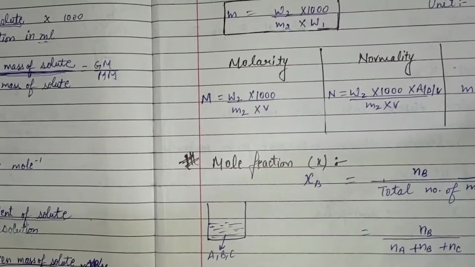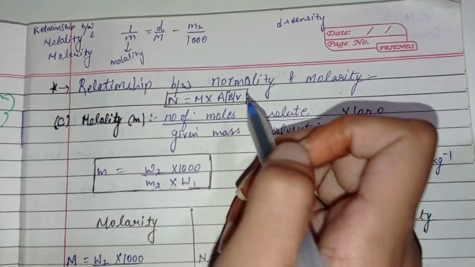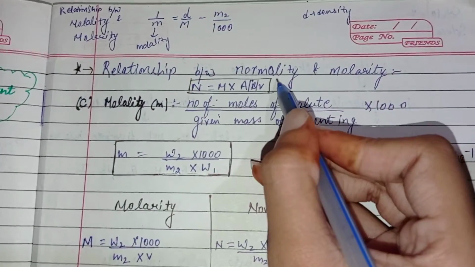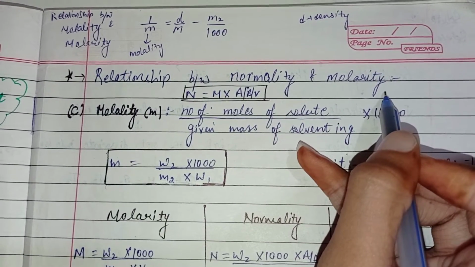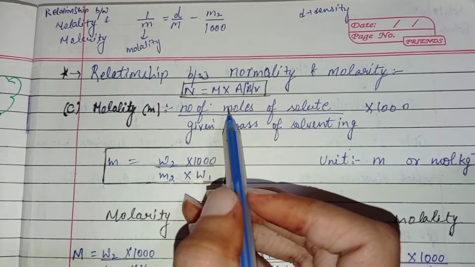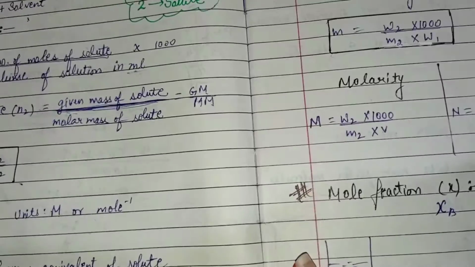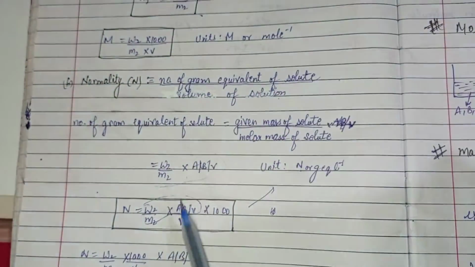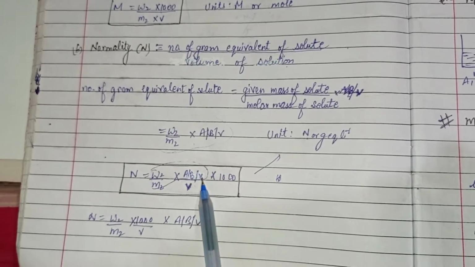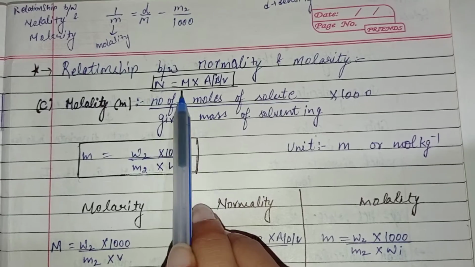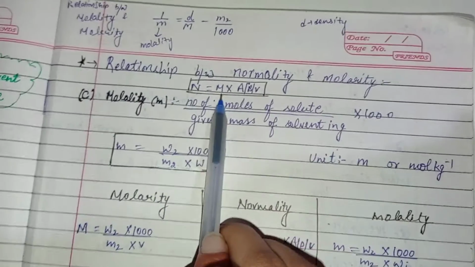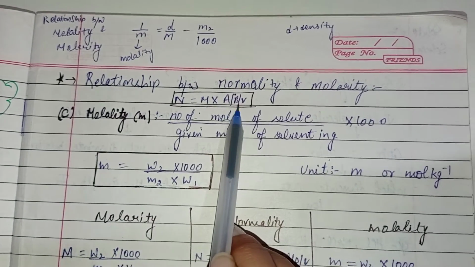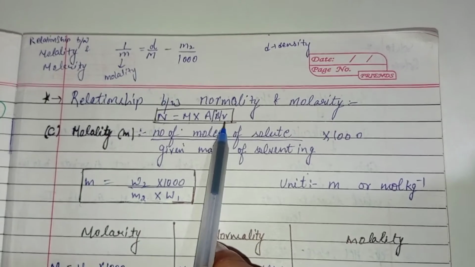Okay. Now let us talk about the relationship between normality and molarity. What is the relationship between normality and molarity? We can see that the only difference is the multiplication by acidity, basicity and valency. So here normality is equal to molarity into acidity, basicity and valency.